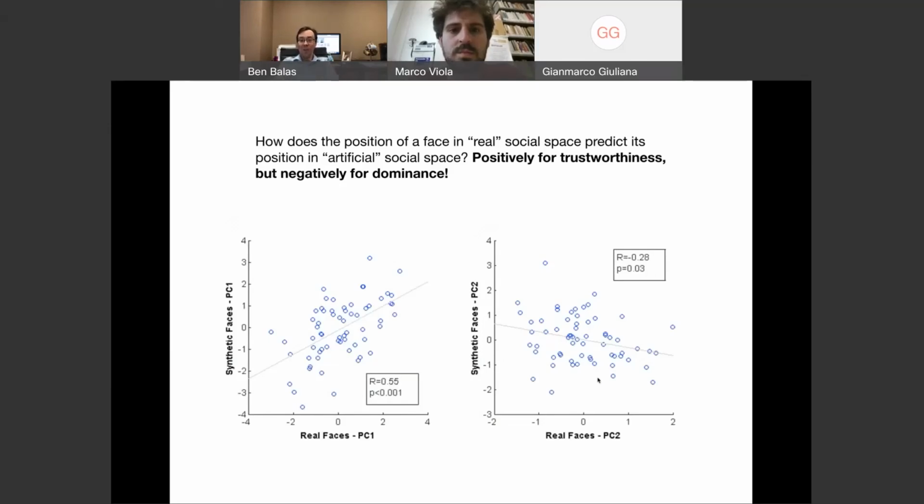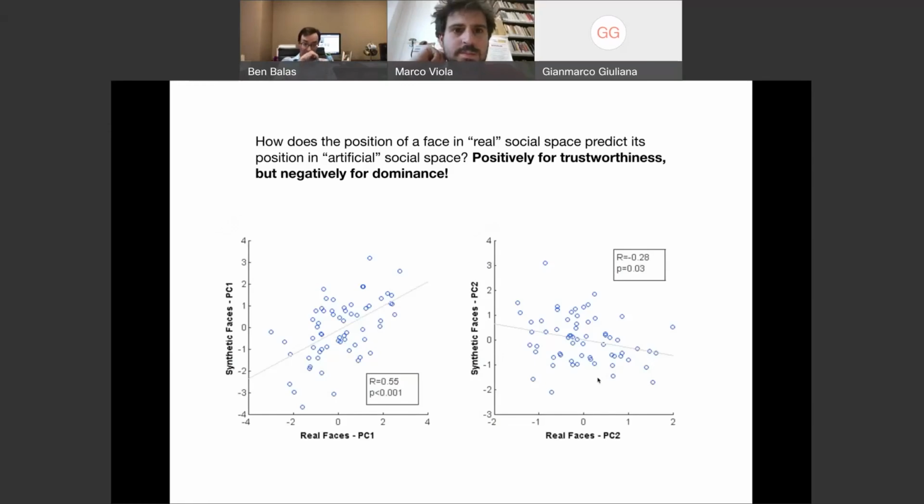That is to say, the more dominant you looked as a real face, the less dominant you are going to look as an artificial face, and vice versa. Whereas for trustworthiness, the more trustworthy you looked when you were real, the more trustworthy you will look when you were synthetic. Now, because we saw in our previous work that gender categories interact with animacy, we thought this difference in the direction of these relationships was a nice reason to maybe look at male faces and female faces separately.